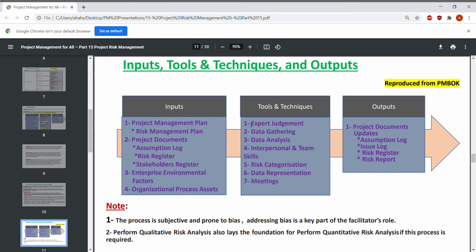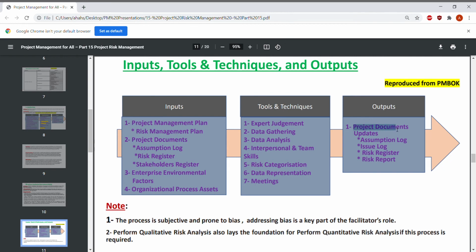Tools and techniques. The first tool is the expert judgment. The second one is the data gathering, and the third is data analysis. The fourth one, interpersonal and team skills. And the fifth one is the risk categorization. And the sixth one is the data representation. And the seventh is the meetings. I'm also not going to talk about these tools and techniques because they were covered in previous presentations.